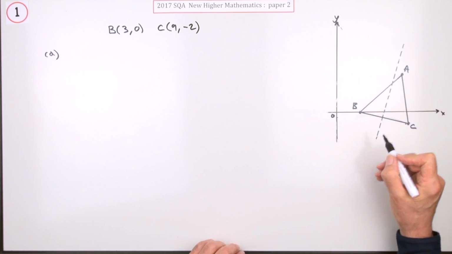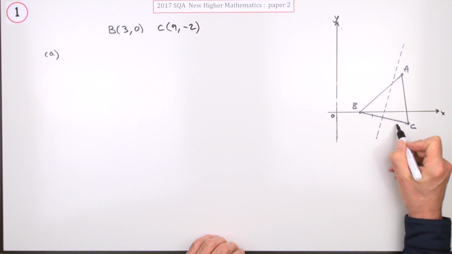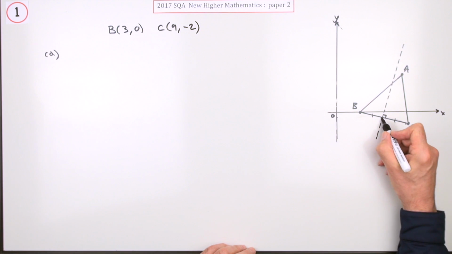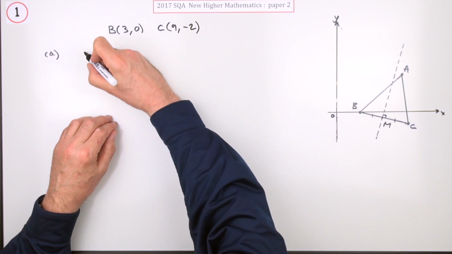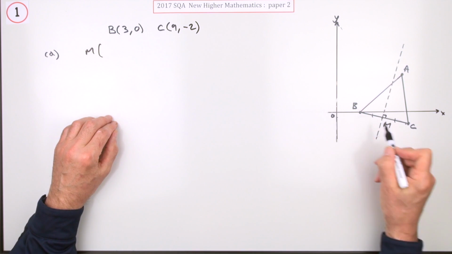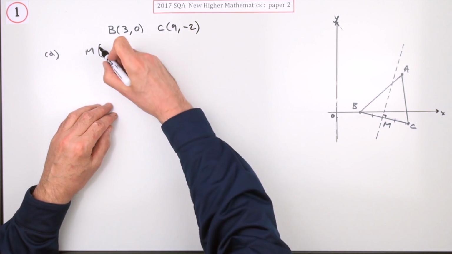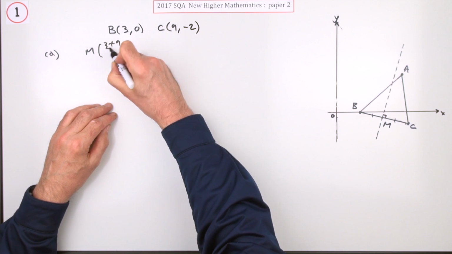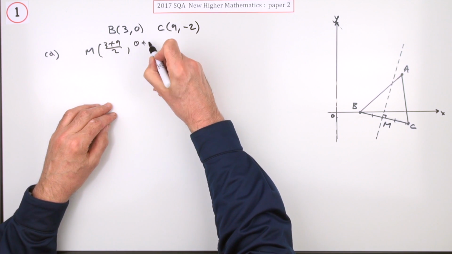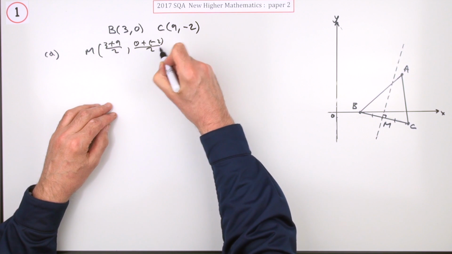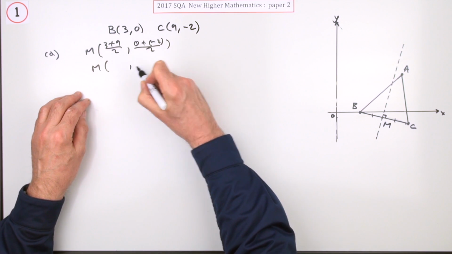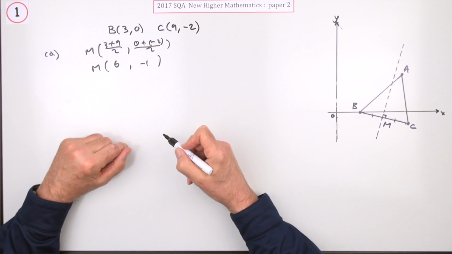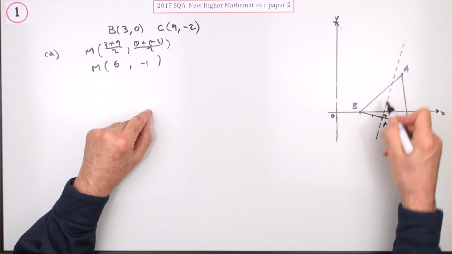Well, the dotted line is shown, but the critical features are that it bisects it and it's perpendicular. At the same time, give that a name. So that point M then, that'll be the midpoint of BC. So that will be halfway between the various coordinates. So 3 plus 9 upon 2 and 0 plus negative 2 upon 2 means that that midpoint is 6, negative 1. Next part would be what's the gradient of that line.